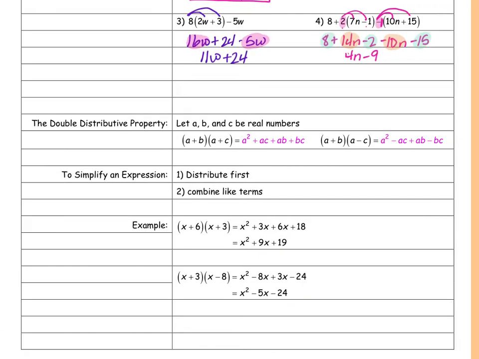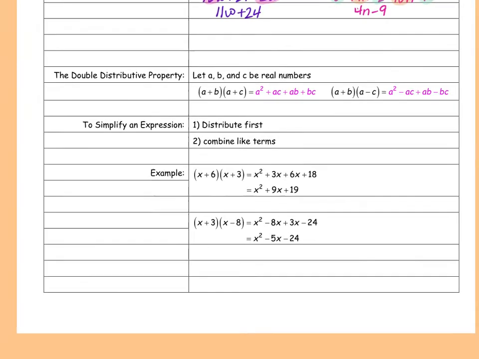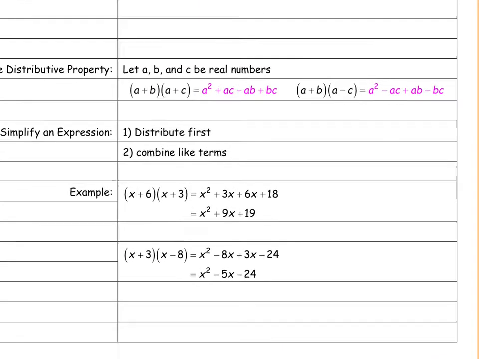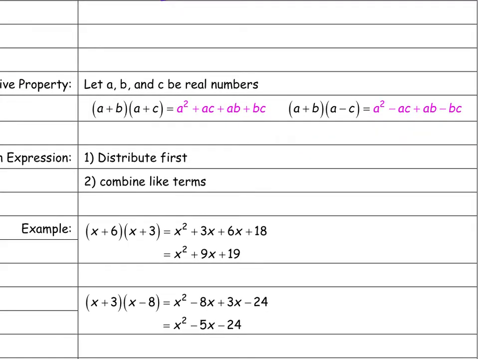So, yeah. Okay, so yesterday we did the distributive property. Today we're doing the double distributive property. I know, right? So I'm distributing twice. Okay, so this says let A, B, and C be real numbers again. I'm going to just kind of zoom in here. I've got A plus B times A plus C.